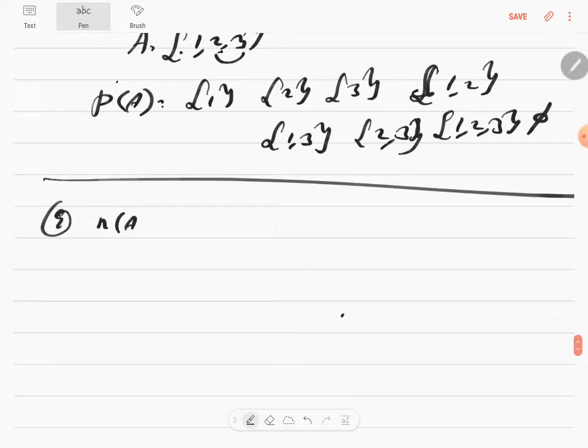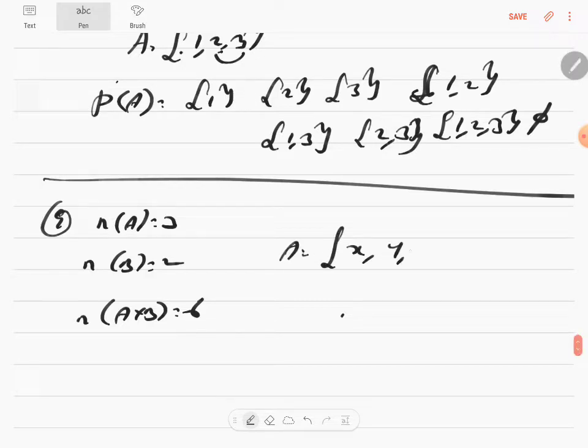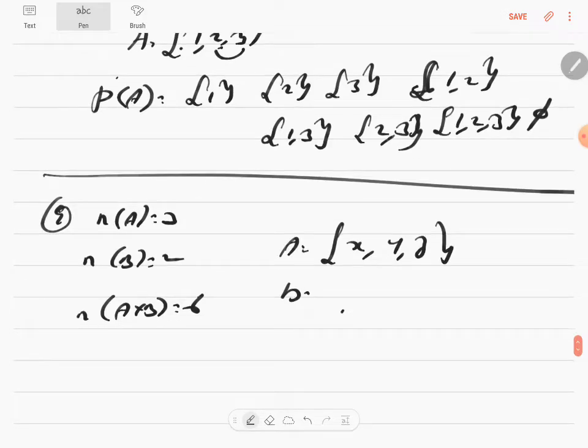N of A is equal to 3. N of B is equal to 2. So what will be in A cross B will be 6 elements. N of A cross B will be 3 twos are 6 elements have to be there. If (x, 1), (y, 2), (z, 1) belong to A cross B, so A will have x, y and z. B will have 1 and 2. That's all.